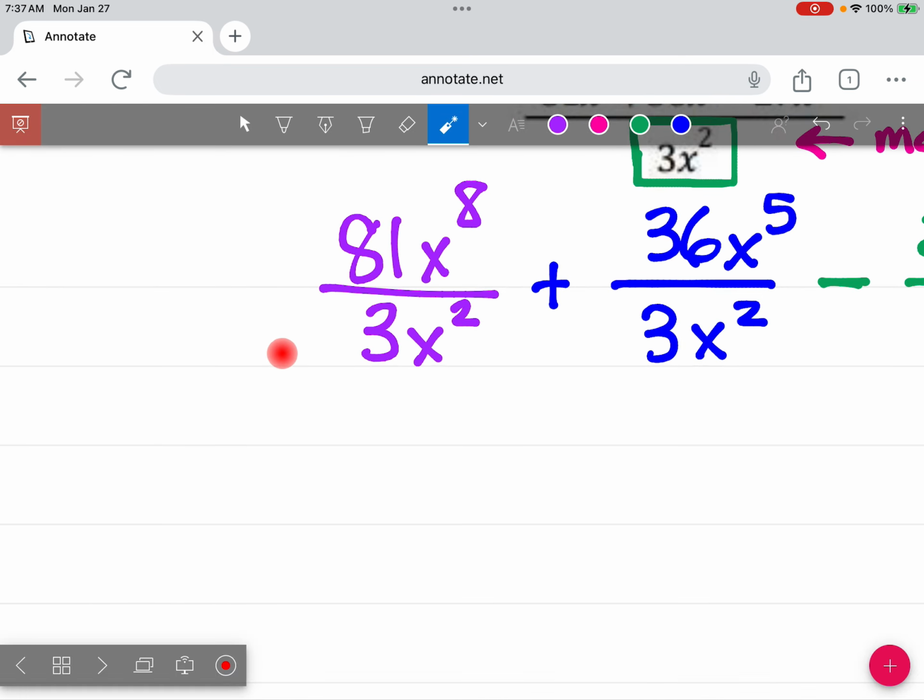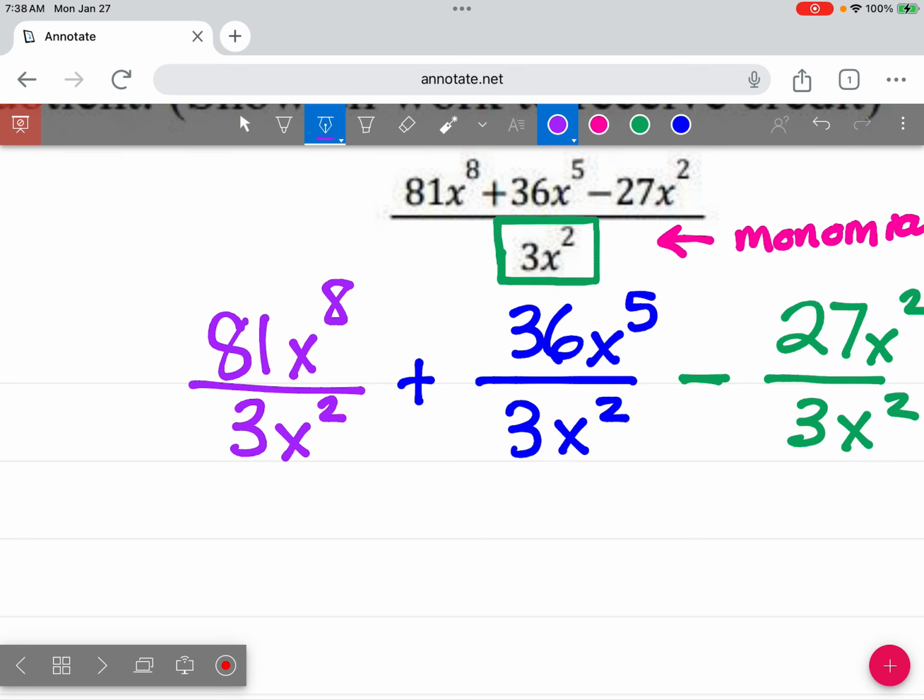Because we look at each guy individually. So if I have 81x to the 8th over 3x squared, how is this guy going to simplify? If there's no adding or subtracting in the denominator, that's how we know if it's a monomial or not. So if this was like 3x plus 1, then we'd go a different direction. We'd be looking at either our long or synthetic division. An easy way to remember that is if you look at this and we tried to figure out a root to do synthetic division, we'd get 0. And we can't really do synthetic division with a 0.